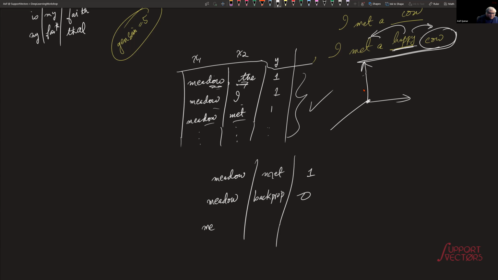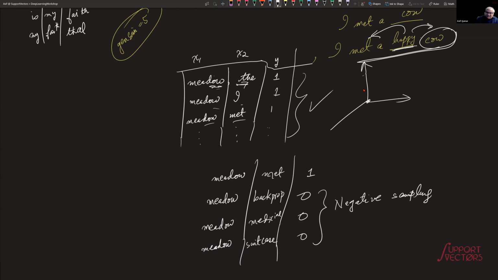And then you would do it again. You put a few negative samples: meadow, and let us say, what else can I put? I put medicine, right? 0. Again, you would say meadow, and let's say you put, I don't know, suitcase, 0. So this is called negative sampling. You have created a lot of negative samples, right? So this particular approach is called skip-gram with negative sampling.